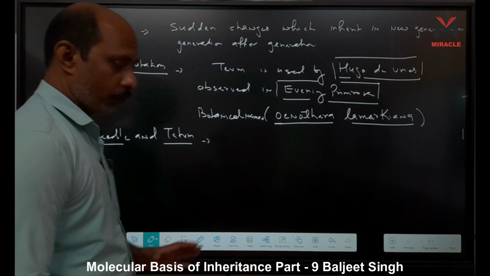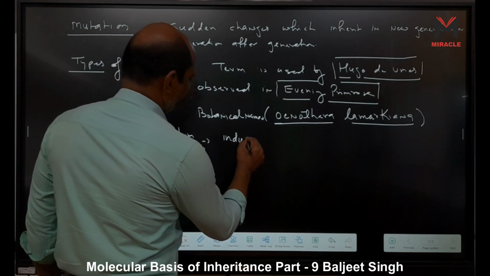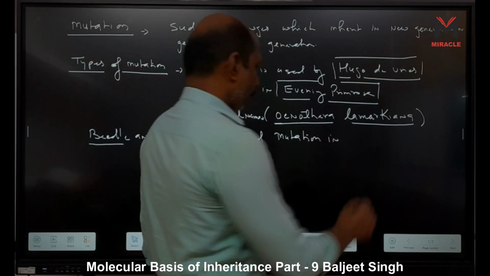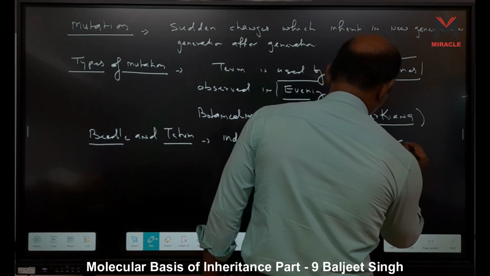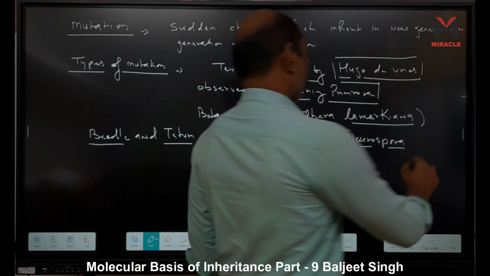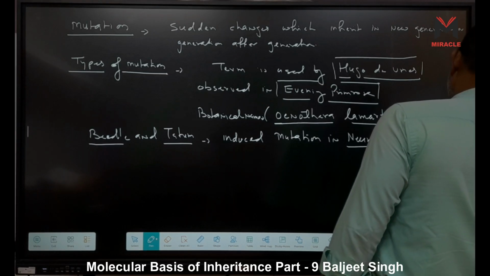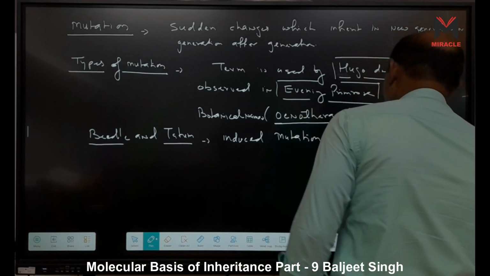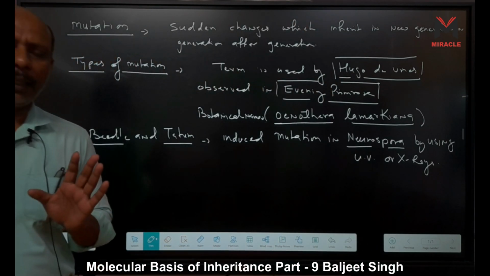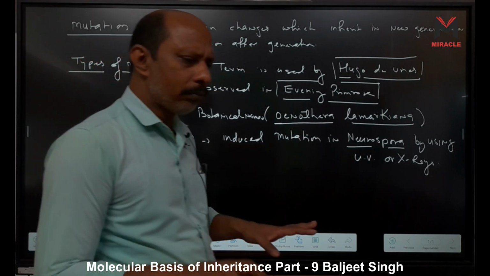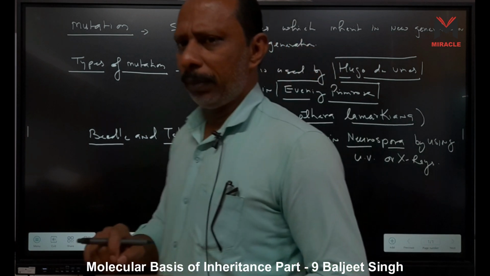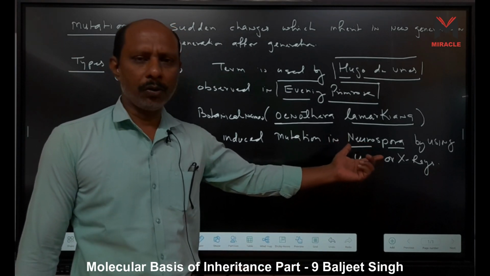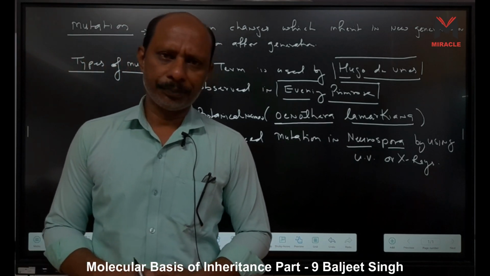They induced mutation in Neurospora, which is an experimental organism, by using ultraviolet rays or X-rays. Normal, natural Neurospora can grow in minimum culture medium, a medium in which only minimal nutrients are present. But when mutation is induced, the mutant Neurospora cannot survive in minimum nutrient culture.